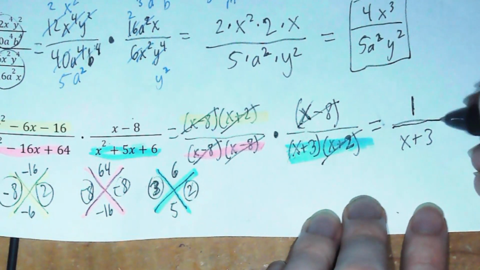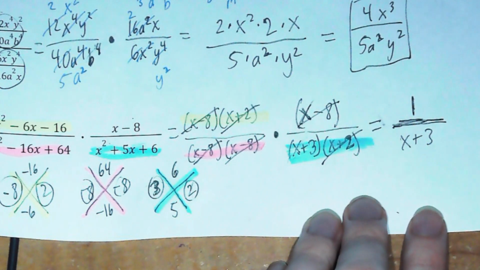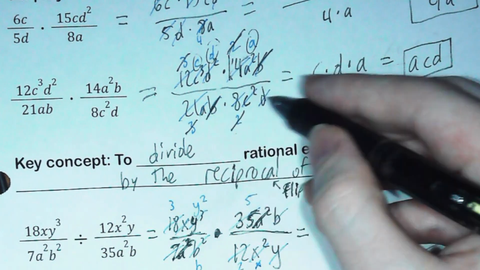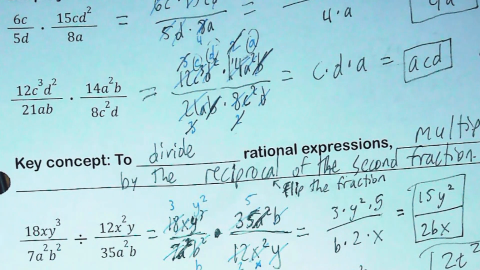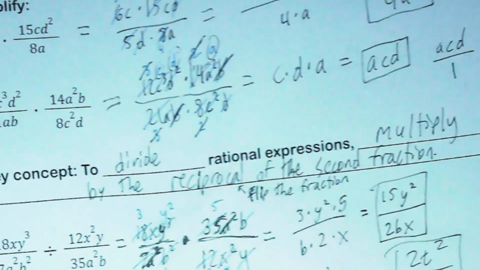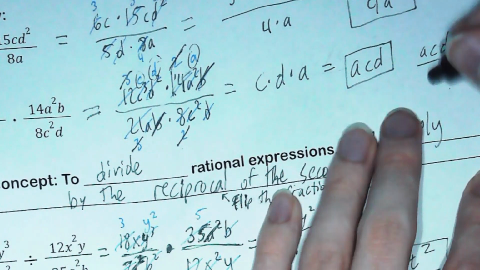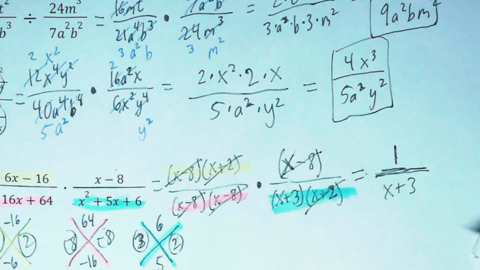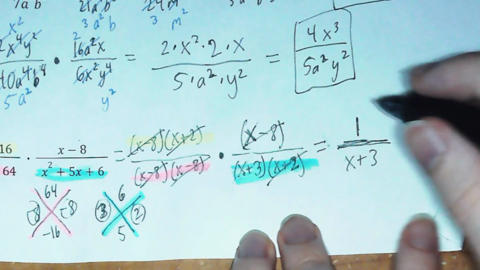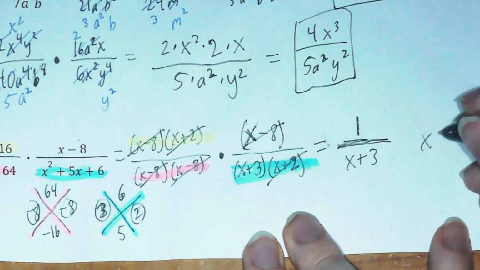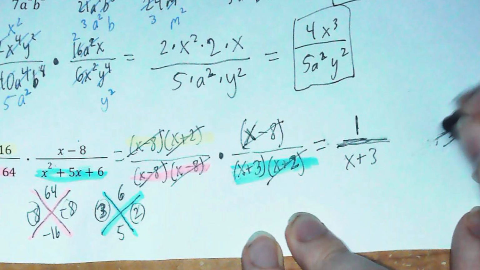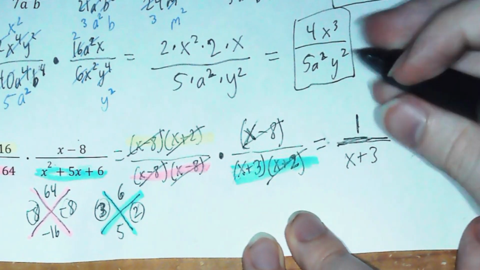And there's nothing left. The reason why we didn't put it earlier in the problem is because it was on the bottom where everything was canceled. And so we could effectively write this as ACD over 1 if we really wanted to, but we don't really need to. But here, 1 over x plus 3 is not the same thing as if we just put x plus 3, right? That's not the same thing. So because of that, we actually need to write the 1 as a placeholder.